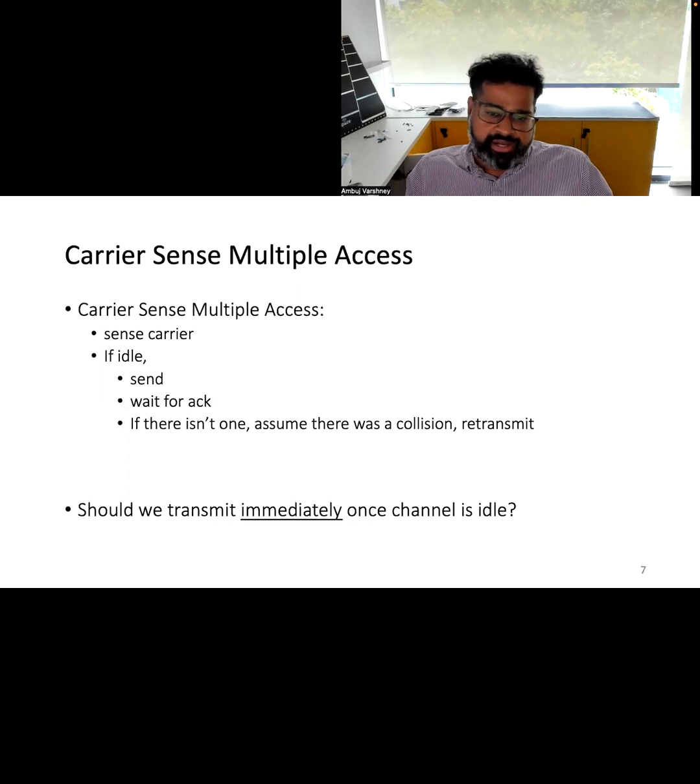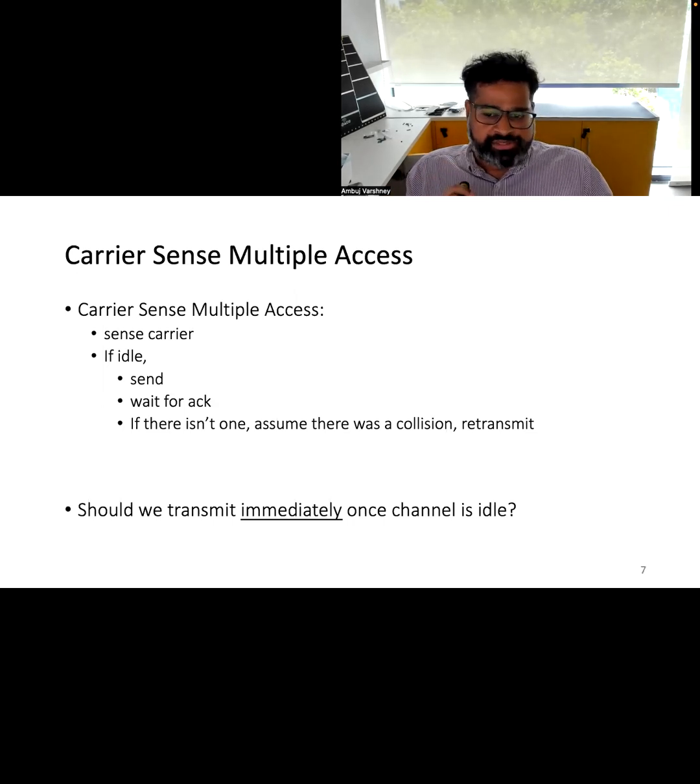Before transmitting, a device checks if the channel is being used or if it is idle. If the channel is idle, that is, it is not being used, the device proceeds with its transmission and sends the data. Then it waits for some period of time to receive an acknowledgement. If no acknowledgement is received, the device assumes that there was a collision and it prepares for retransmission.